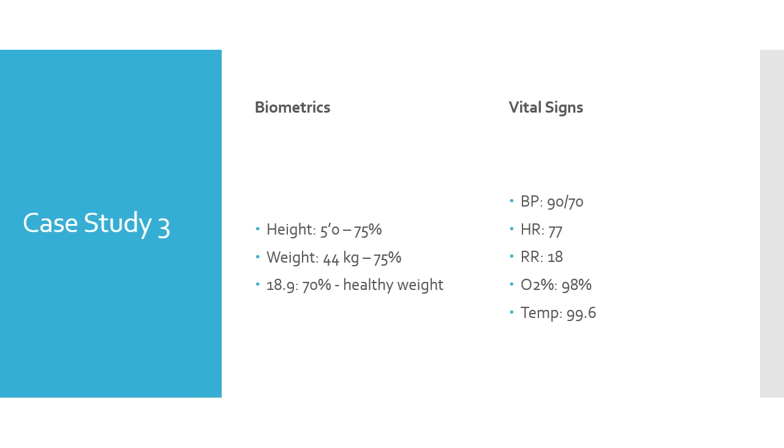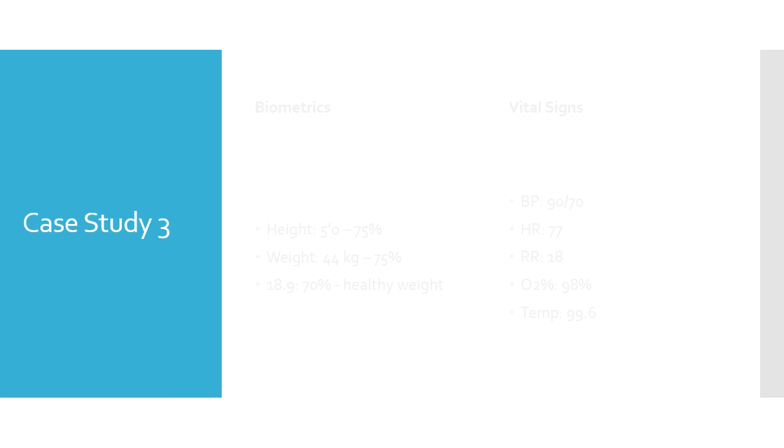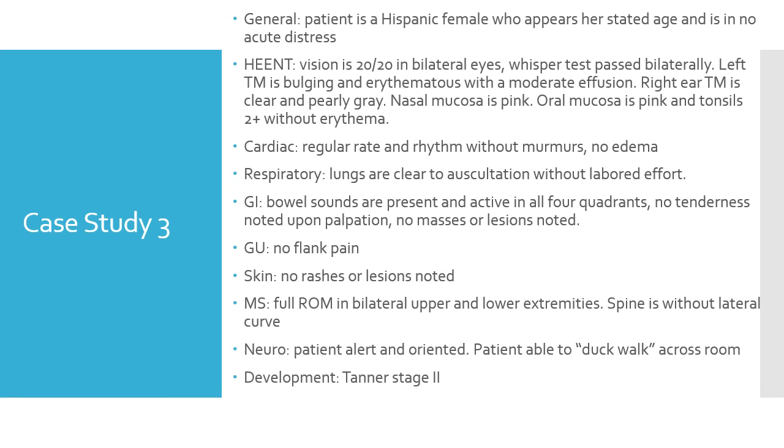So she is at the healthy weight category. She's at the 70th percentile for her BMI. Her vital signs look good, except for her temperature is slightly elevated. Female who appears her stated age and has no acute distress. Vision's 20/20. She passed her whisper test. Her left tympanic membrane is bulging and erythematous with a moderate effusion. Her right tympanic membrane is clear and pearly gray.